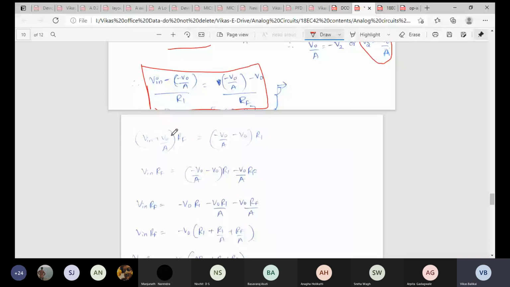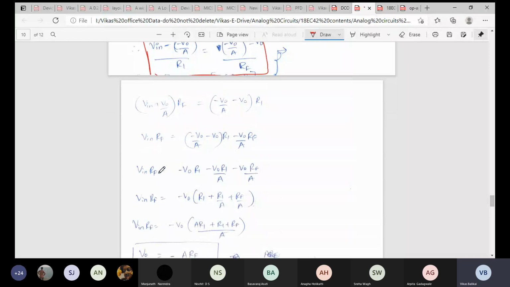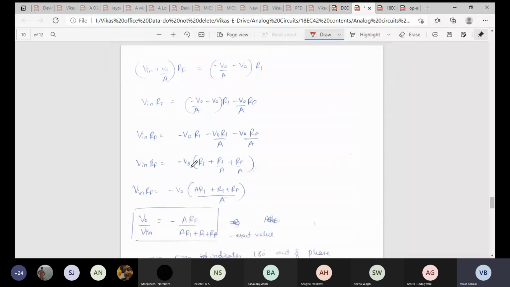Fine. So cross multiplying, V0 upon A I'll push to the RHS, that is V0 upon A multiplied by R_F, which will be minus this time. Here on the RHS it is minus V0 by A minus V0 multiplied by R1, and on the LHS it is V_in times R_F. So let's try to simplify. This becomes minus V0 R1 minus V0 R1 by A minus V0 R_F by A, and on the LHS it is V_in into R_F. And if I take V0 common, that gives me R1 plus R1 by A plus R_F by A.